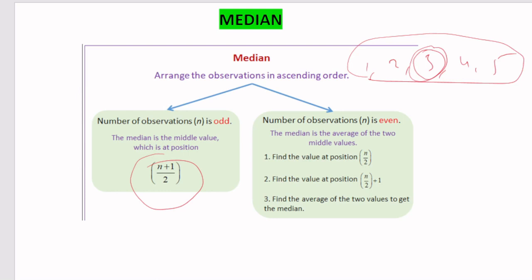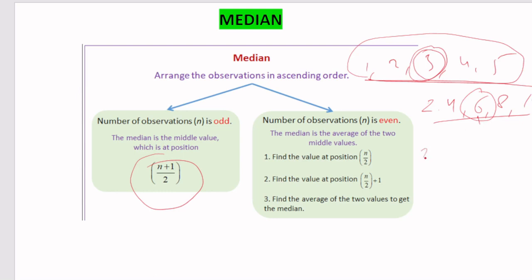The problem will come when the total count is even. Here, total 5 digits, so 5 is odd. Now let's see, 2 4 6 8 10, total 5. Again this will be odd, right? So 6 will be your median.